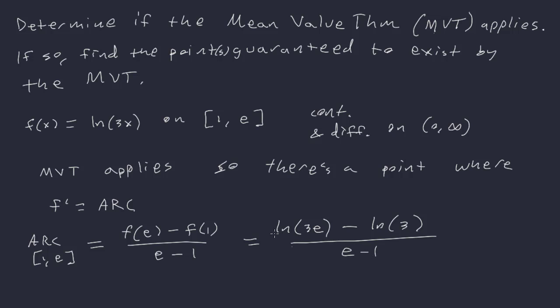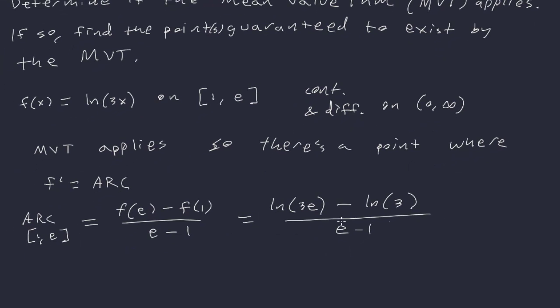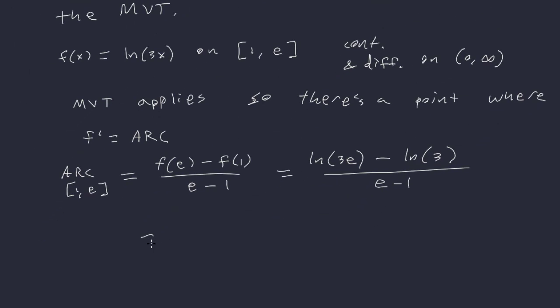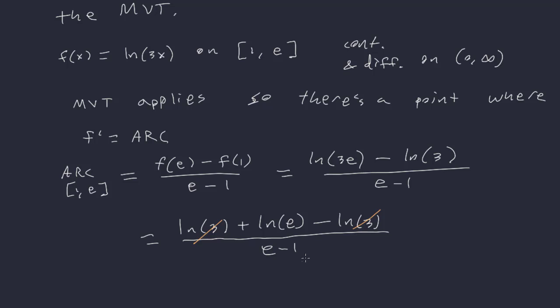Now, just to simplify this a little bit, I'm going to use a log rule here, because I can split this up as the natural log of 3 plus the natural log of e, which is going to be 1, okay, then minus the natural log of 3, because if you remember, if we have two things that multiply inside of a natural log, we can split them apart. And now the natural log of 3's will disappear, and the natural log of e is equal to 1. So this actually simplifies nicely down to 1 over e minus 1. Now I'm going to leave it like this for right now.